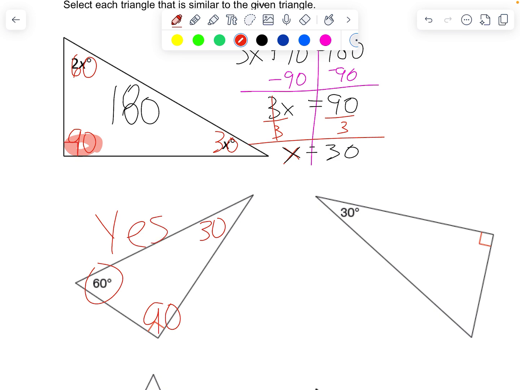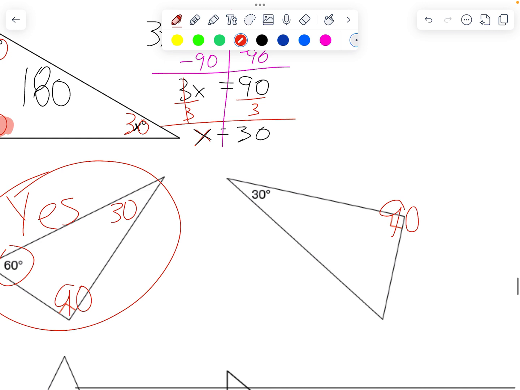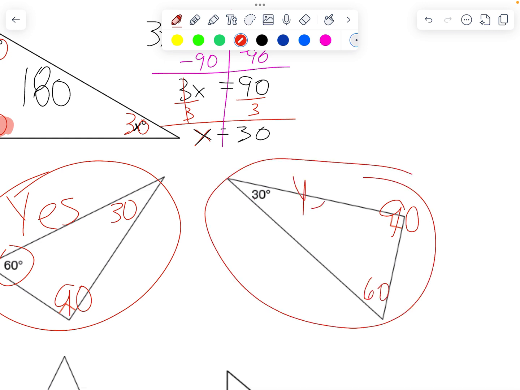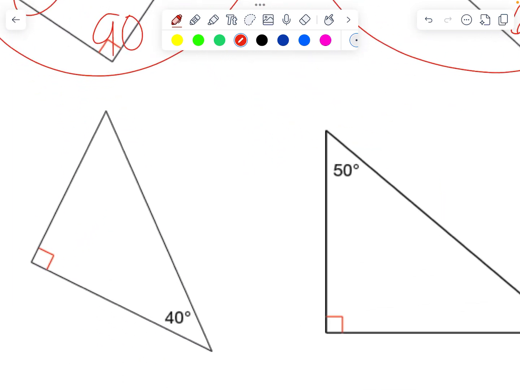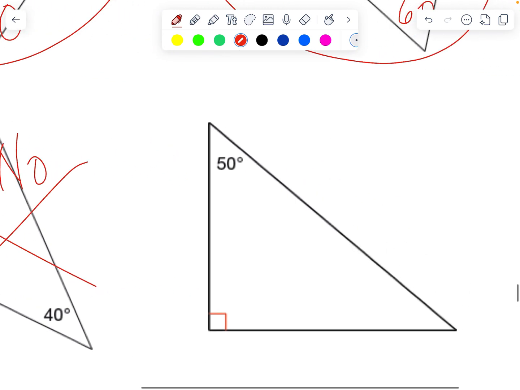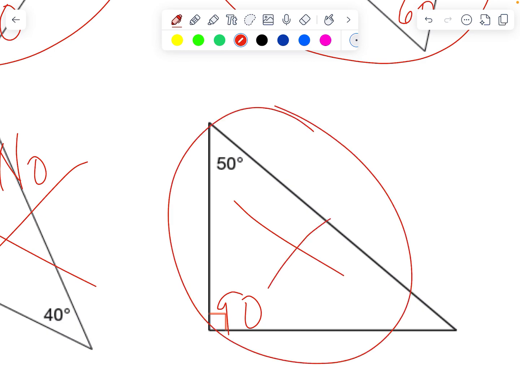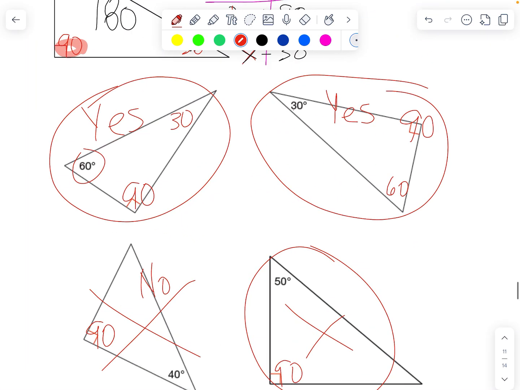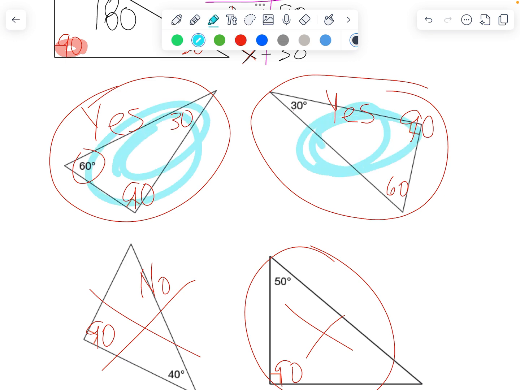This is a yes. Hot dingity dog, okay? Yes. All right, this one over here, you got a 90 and a 30. That means it's got to be 60 right here. So this one is a yes. Okay? All right, let's go right here. 40. There's no 40 in our original triangle. So 40 and 90, no, that's going to be out. That is a no. And then a 50 and a 90, no. There is no 50 in our original triangle. So this one is good, and this one is good, and the other two are not.